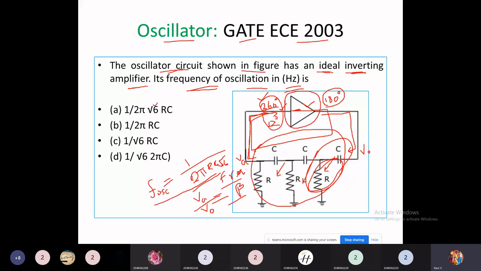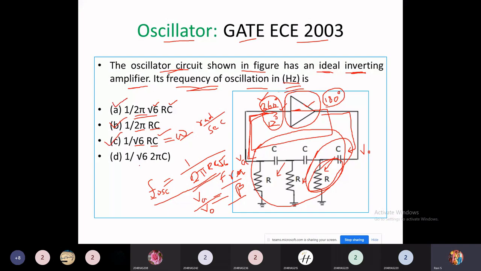1 by 2 pi root 6 times RC. Here 1 by 2 pi RC. This is the expression for Wien bridge oscillator. And 1 by root 6 times RC, it is actually 2 pi is missing. This is the expression for angular frequency. This is normal frequency F. When it is angular frequency, this formula may be correct. They have asked its frequency of oscillation in terms of hertz. If it is angular frequency, its unit is radians per second. Right? If they ask the expression in terms of radians per second, we can take this option. Because it is in hertz, we have to go for this expression only.